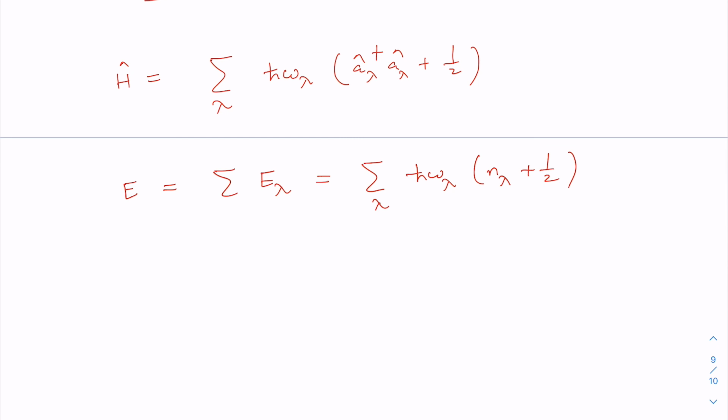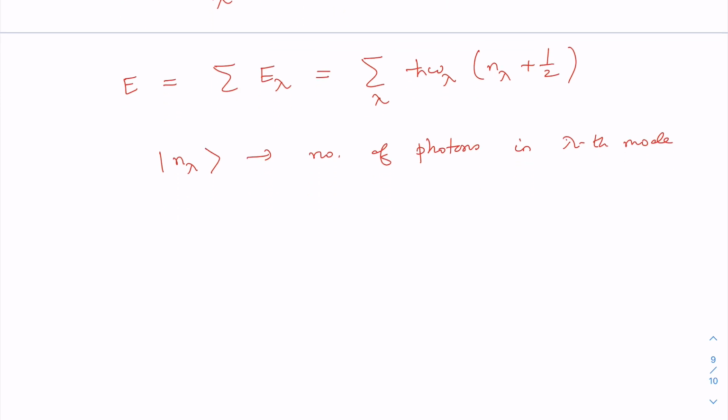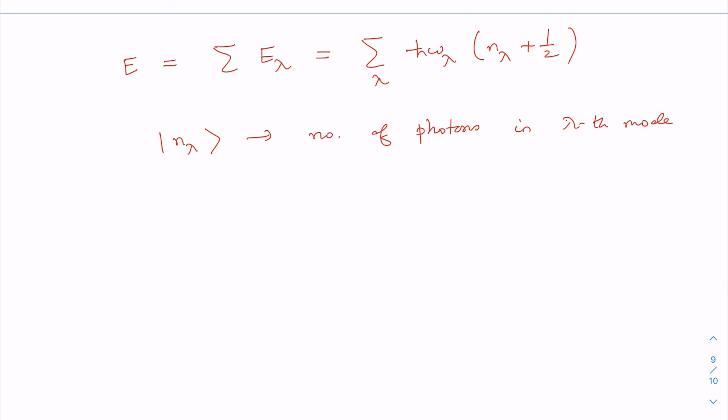Now for the lambda-th mode, here this ket n lambda is called a number ket because it gives the number of photons or excitations in the lambda-th mode. Please note that the electric and magnetic fields, which are observables in classical electromagnetism, are now operators in quantum mechanics. So the classical electric field that we wrote earlier was of this form: epsilon cap is the polarization direction, and this is the complex amplitude E0(t) e to the power i k dot r plus complex conjugate.